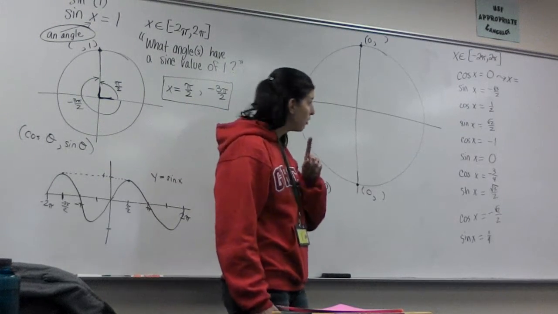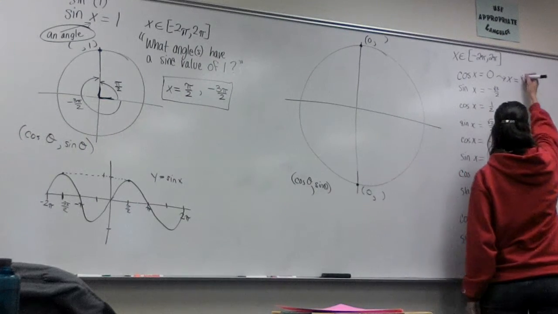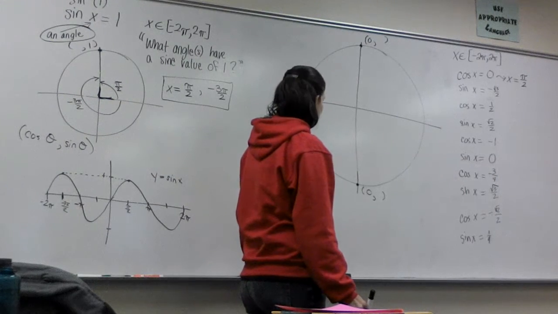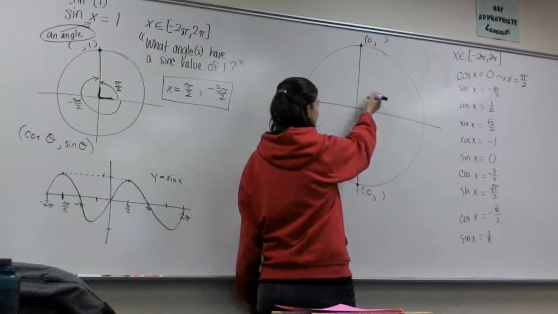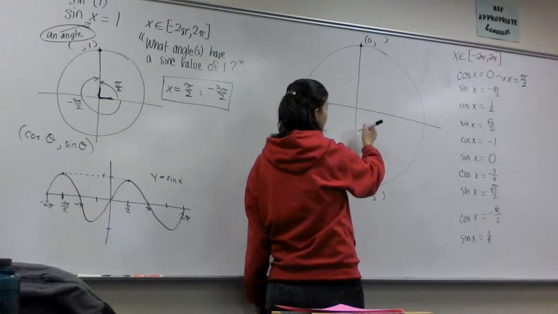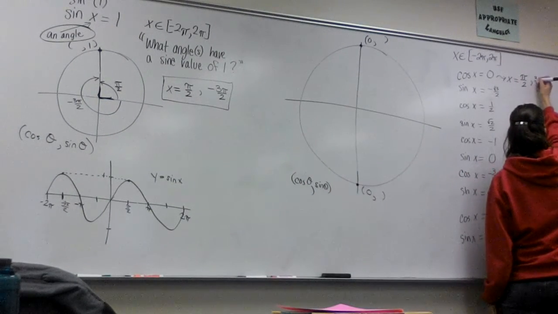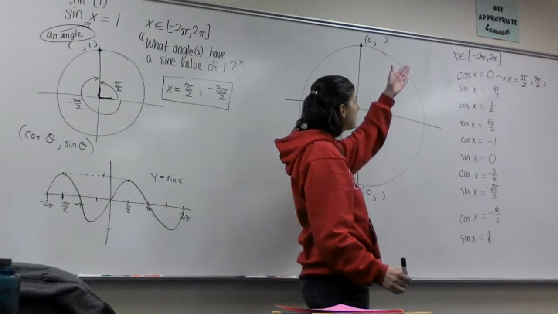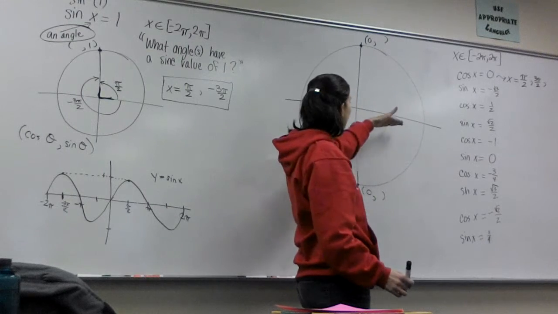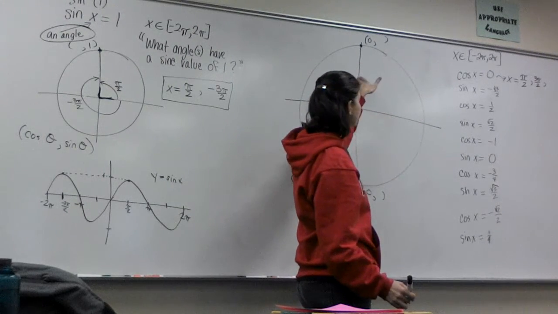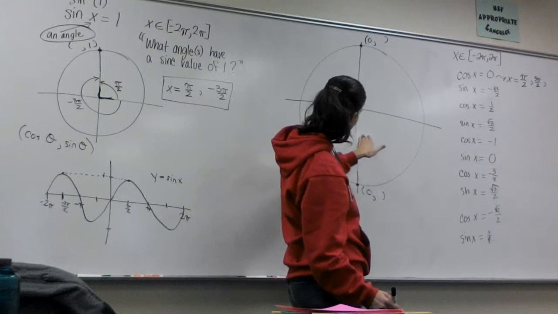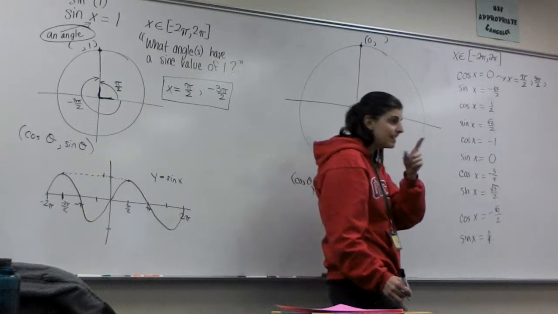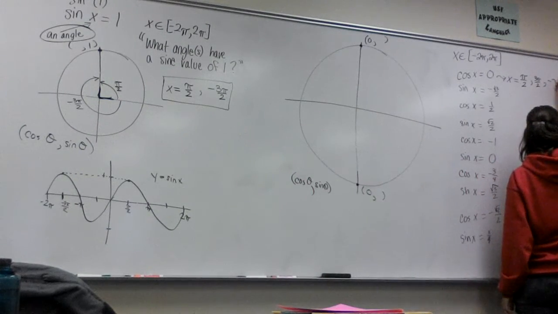Pi over 2. Pi over 2 is one of them. 3 pi over 2. But that's only in the positive direction. We're allowed to be on negative 2 pi to 2 pi, so you can also go in the negative direction. So what negative angles take you to this location and this location? Negative pi over 2 and negative 3 pi over 2.